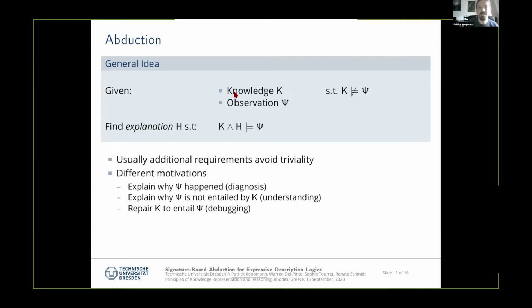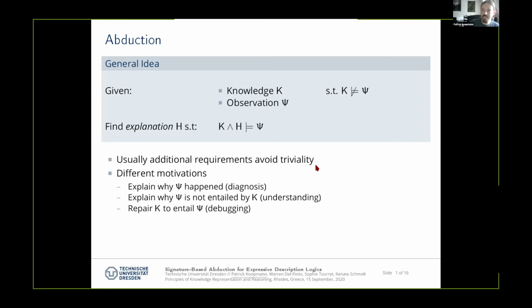So the basic idea is very simple. You have some knowledge K and an observation psi that does not logically follow from your knowledge base, and you're looking for an explanation of this observation, also often called hypothesis. And here the idea is that extending the knowledge with the explanation would logically entail the observation. Like this, the definition is highly incomplete. Usually you have more requirements, as otherwise the problem is quite trivial.